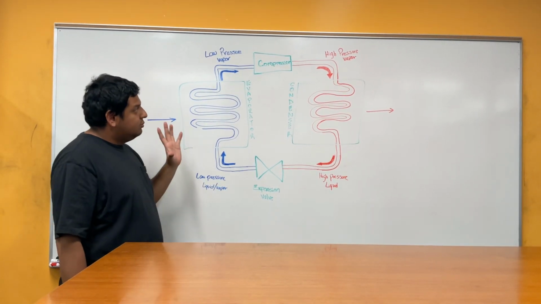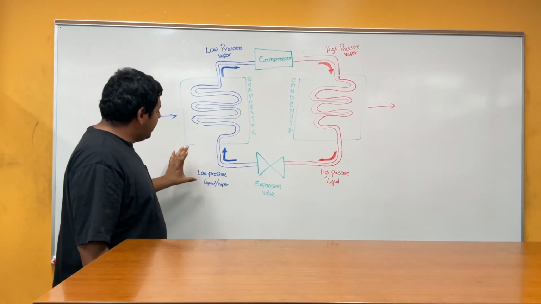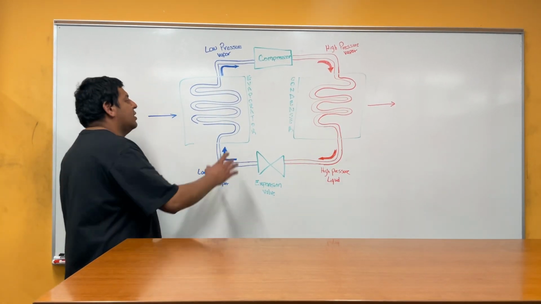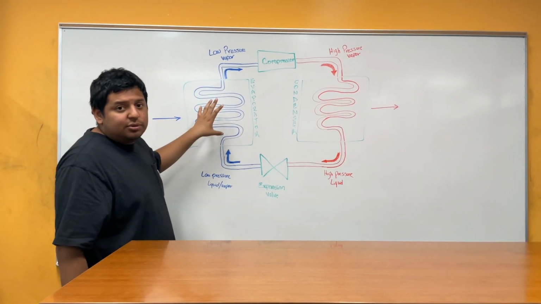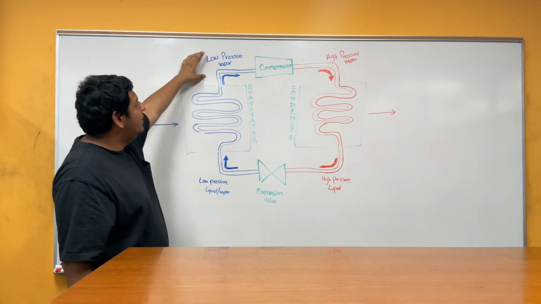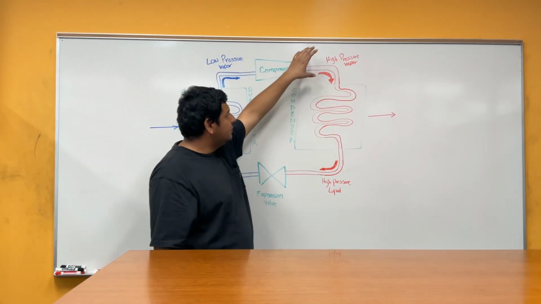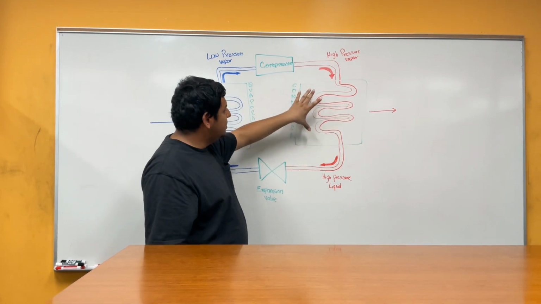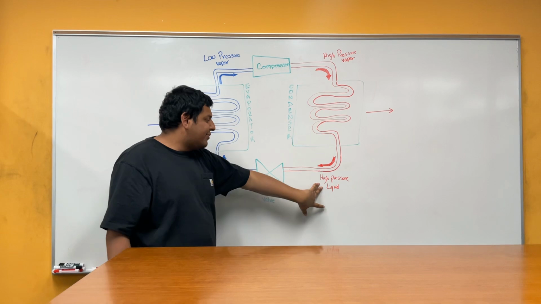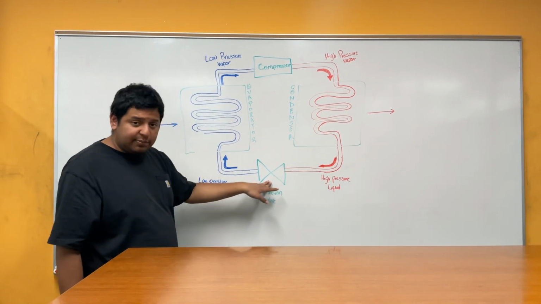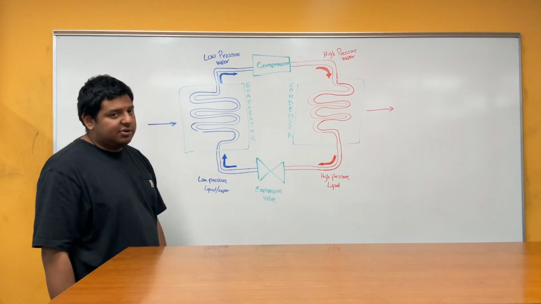And so to quickly sum up this diagram, we have low pressure liquid vapor, goes into the evaporator coils, absorbs all the heat. Low pressure vapor goes to the compressor, raises heat, raises pressure. High pressure vapor moves into condenser coils, releases all the heat, turns into high pressure liquid, enters the expansion valve, drops the pressure, goes back to low pressure.